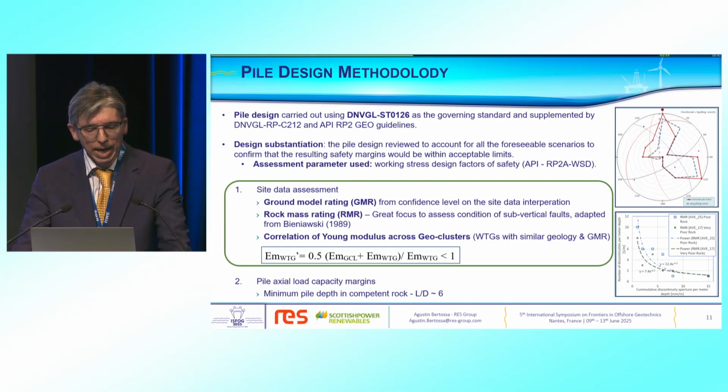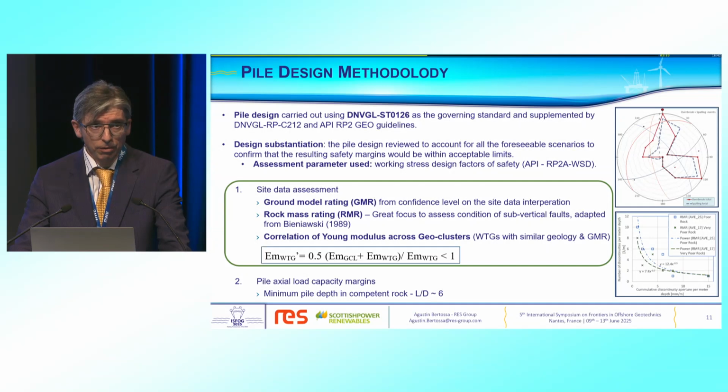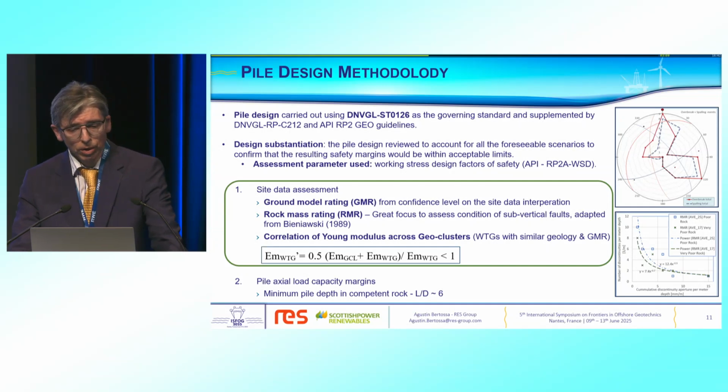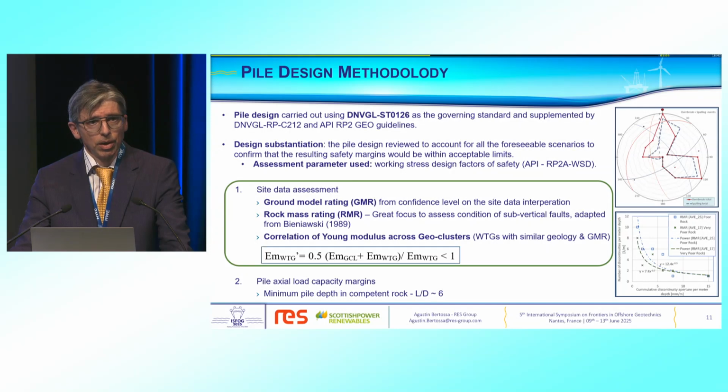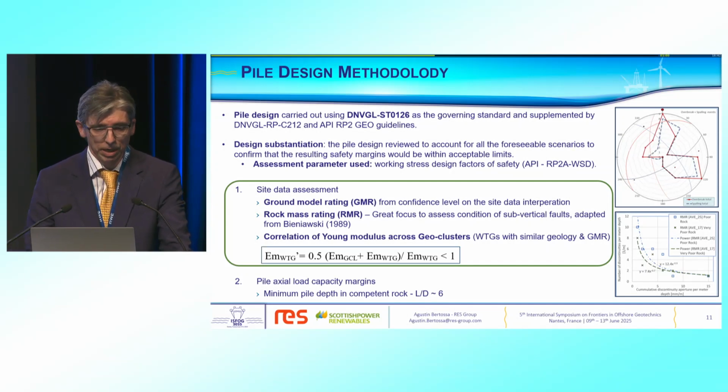So we started looking at the ground model confidence levels and trying to understand where the ground uncertainty was remaining in the current design. We looked at the rock mass rating to try to identify the existence of subvertical faults that would induce greater overbreaks. And we also carried out some correlation to understand the consistency of the geomechanical properties between locations presenting similar geology.